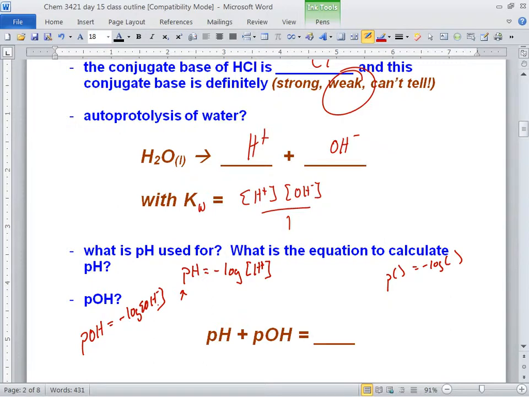Okay, so there's a couple equations that we should definitely know. You take pH and you add it to pOH. Now we're talking about water here. This is all referring to the hydrogen ions and the hydroxides in water. You take the pH of water, add it to the pOH of water. You should always get what number?